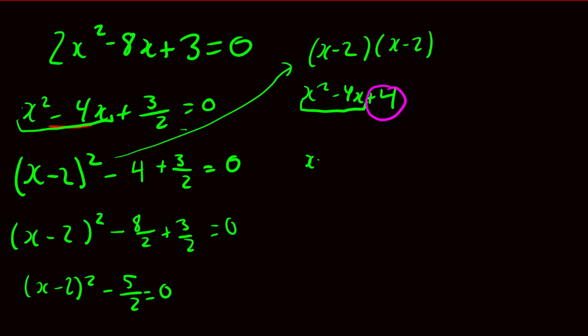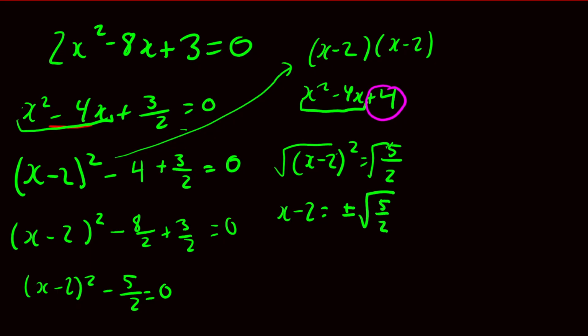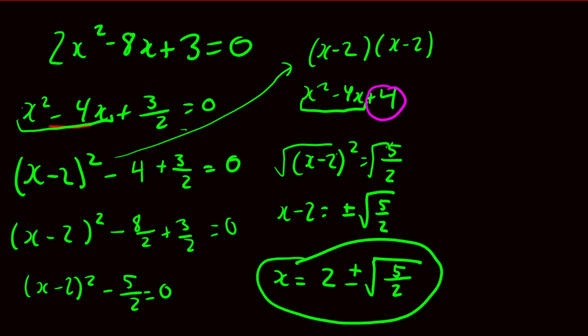Okay, so now we have (x − 2)² = 5/2. Same thing as last time. We're going to take the square root of both sides. So x − 2 equals plus or minus the square root of 5/2, which means x equals 2 plus or minus the square root of 5/2. And boom, that's our answer.